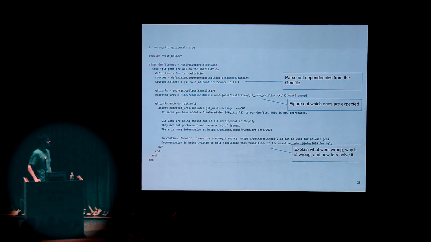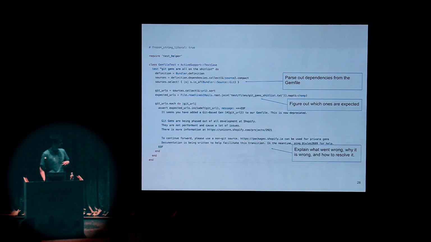And if it is not expected, we tell people, hey, you added a new Git-based gem, this is deprecated. The reason this is deprecated is because it causes performance issues and just causes support debt. There's more information at this project, so go to this link to see that information. But to continue forward, you need to change this to use a non-Git source. You can use packages.shopify.io, which is our private gem host, to host private gems. We're writing documentation to help this process.